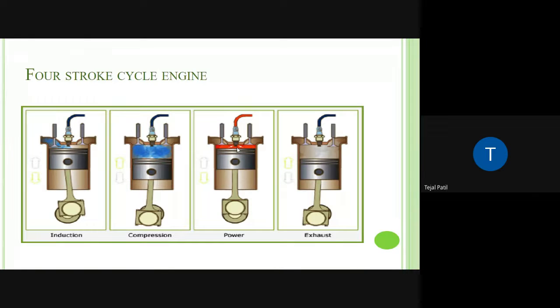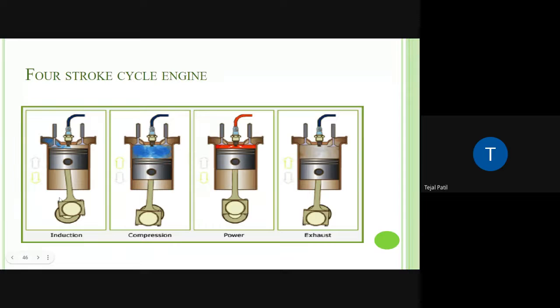Why? Because of the bigger droplets of the diesel. Okay, and if the power stroke is missed and the combustion happens after that, then what will happen? There will be a loss of energy. Okay, loss of energy will be there. So that's why it is not suggested to use the diesel in a petrol engine.